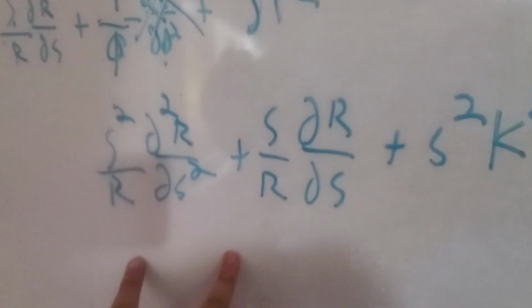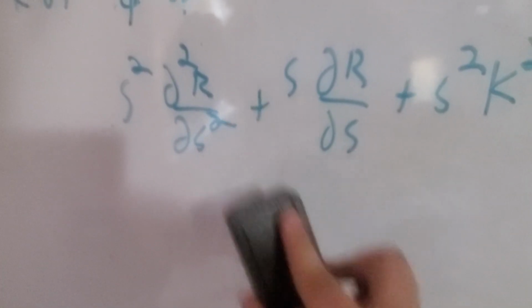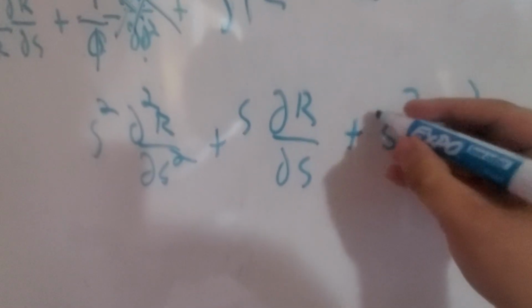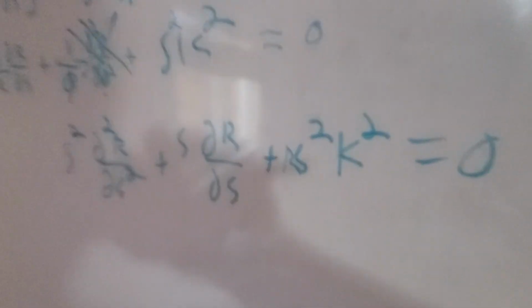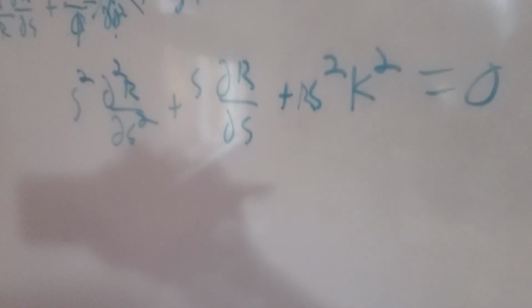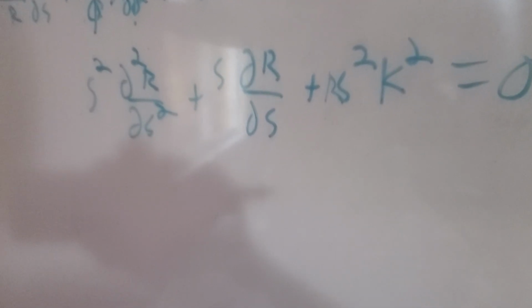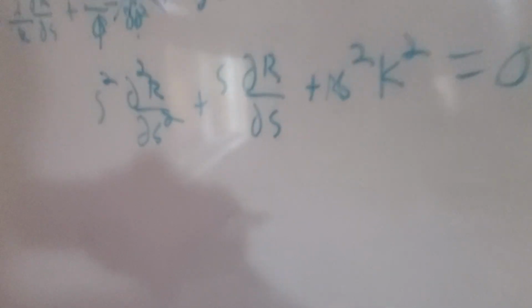Now we'll multiply everything by r. And we get this. Now we have this differential equation. And it looks simple, though the solution is not so straightforward.